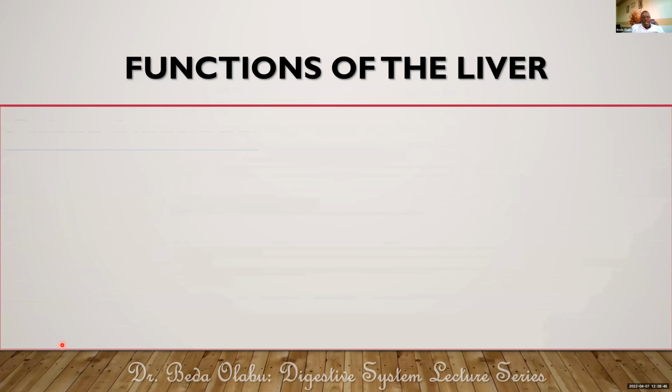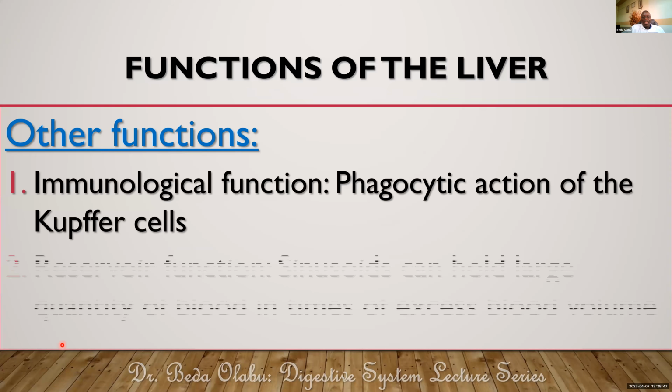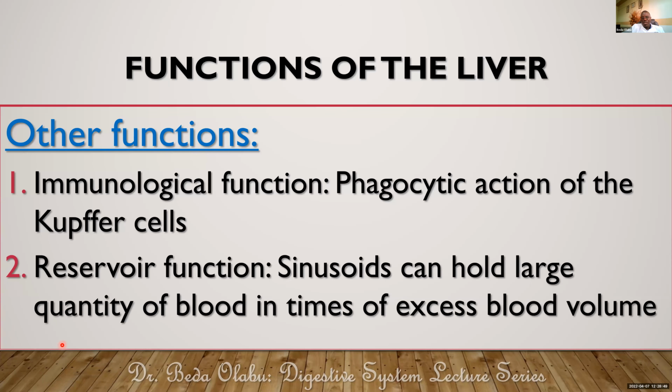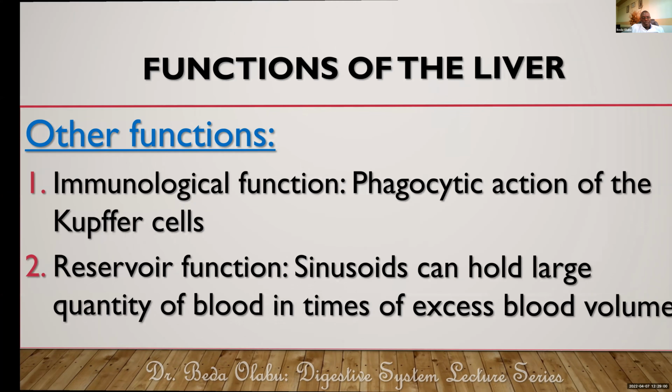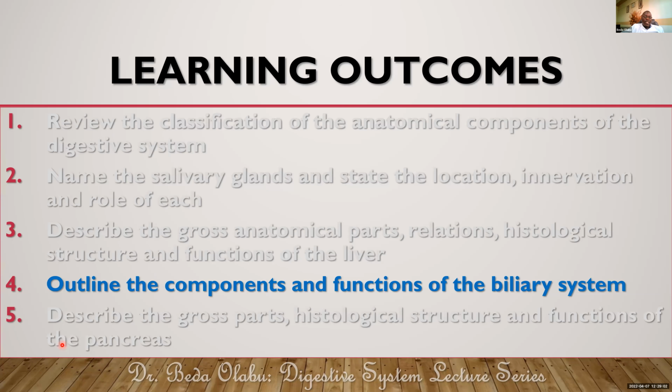Apart from metabolic functions, there are still other functions like immune functions of the liver because of the presence of the Kupffer cells. And the liver can hold quite a large amount of blood. And so that helps it to be a reservoir for blood. Good, that is the liver.